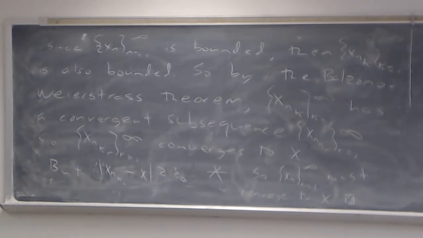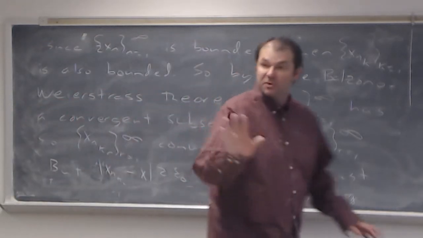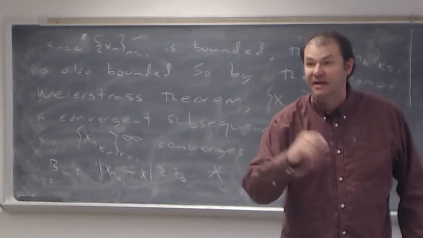Yes, sir, Chuck? I got a question. Why don't you apply the Bolzano-Weierstrass Theorem to x_{n_k}? Why don't you apply it just to that? Because it is bounded. Right. So then it has to have a convergent subsequence by the theorem. Right. You asked a very good question, because I have an answer.